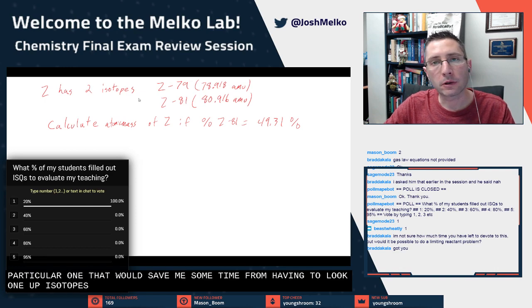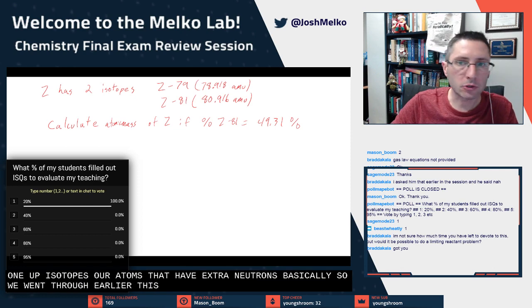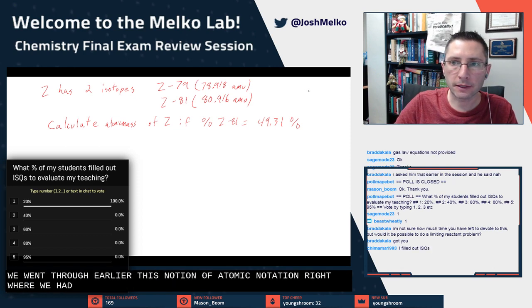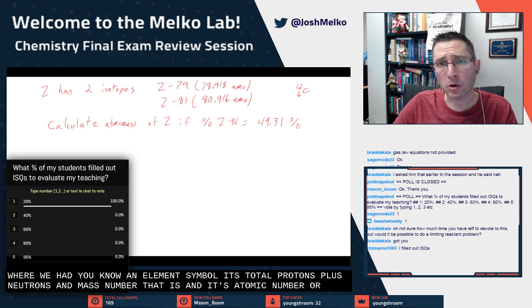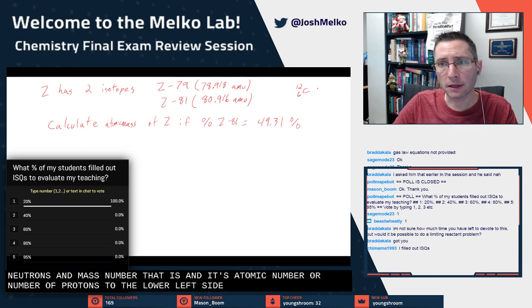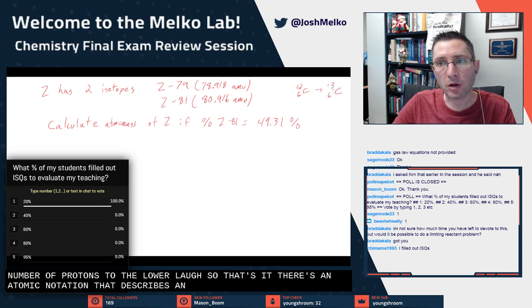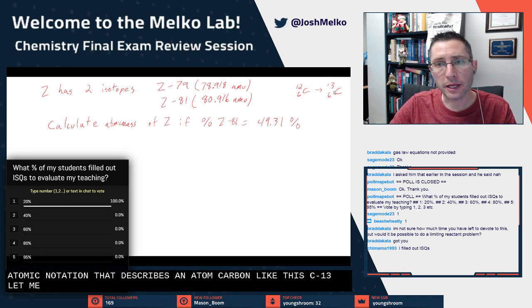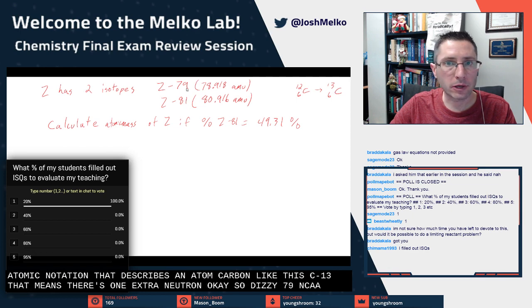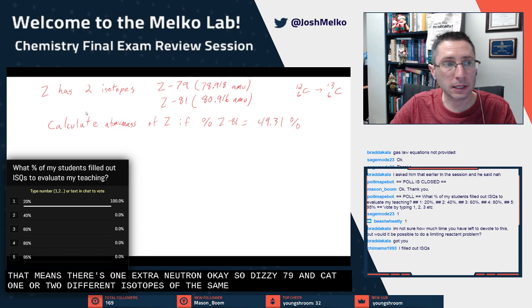All right, so isotopes are atoms that have extra neutrons, basically. We went through earlier this notion of atomic notation, where we had an element symbol, its mass number, which is total protons plus neutrons, and its atomic number, or number of protons, to the lower left. So that's atomic notation. There's an atomic notation that describes an atom of carbon like this, C13. That means there's one extra neutron. So Z79 and Z81 are two different isotopes of the same element.